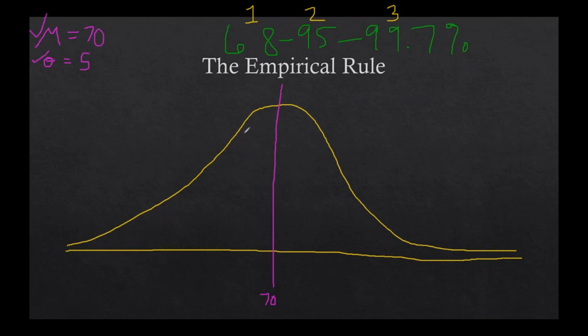What the empirical rule says is that 68% of my data will be within 1 standard deviation of the mean. So if I go 1 standard deviation on each side, 1 standard deviation is 5 units. So if I go to the right, my value is 75.